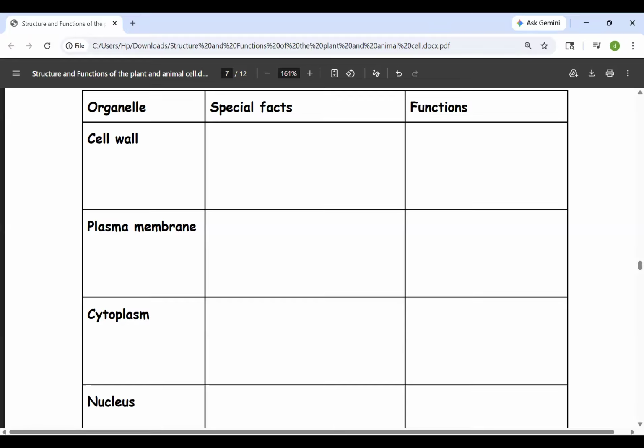Write down the first one, outermost covering. Outermost covering, right? Then next point write down dead. Dead. That's enough, right? This is the kind of a short note now. Then made up of cellulose. Made up of cellulose. That's all regarding that side.